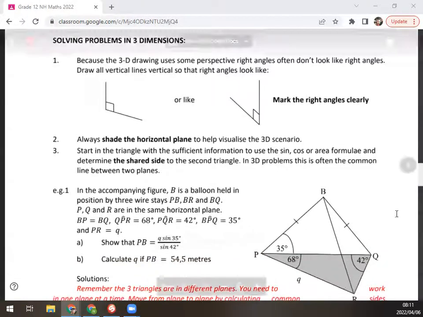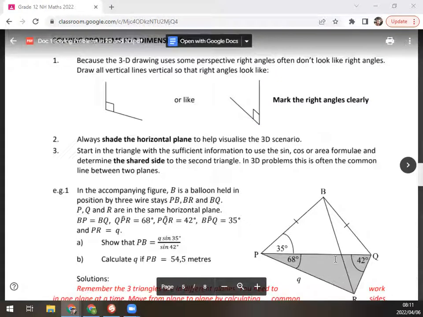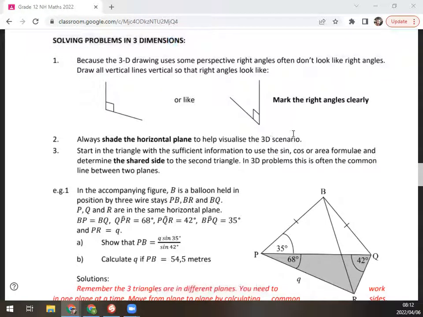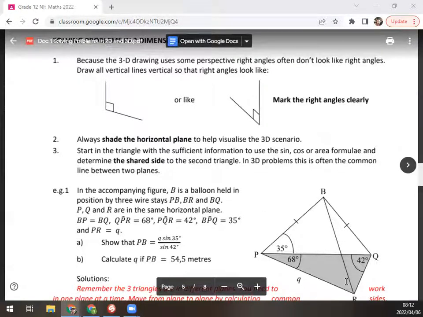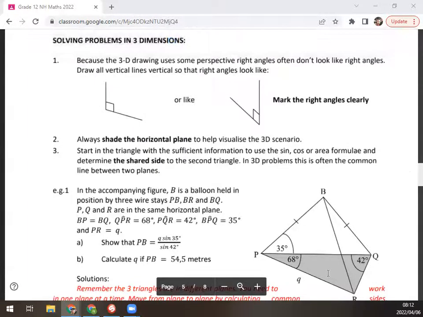Now, if you are looking at this example here at the bottom, you can see that this triangle at the bottom, triangle PQR, we are going to work with this example now, has been shaded. That also might not be done for you. Okay, so they're saying here, always shade the horizontal plane to help visualize the 3D scenario. Now, guys, the horizontal plane, if you want to make a little note there, that is the ground. Okay, so whatever is shaded, whatever they tell us is the horizontal plane, that is actually a triangle on the ground. Okay, flat on the ground.